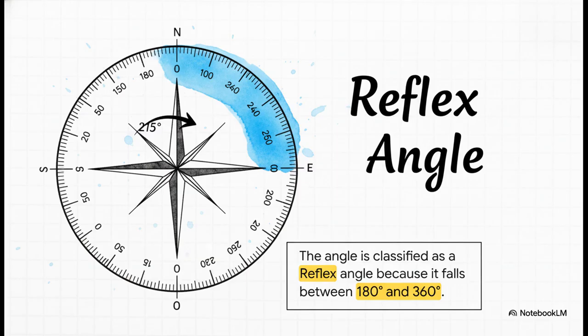And since 215 degrees falls right into that bucket, the one for angles bigger than 180, our answer is a reflex angle. See how it works? Once you know the rules for each category, it's really just a matching game.